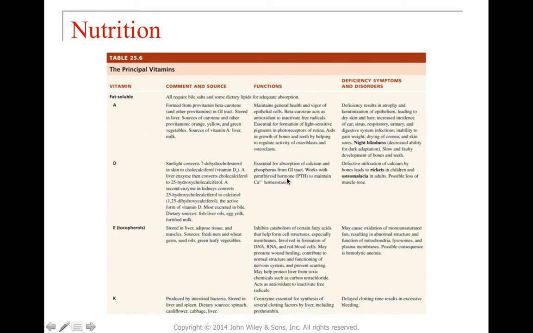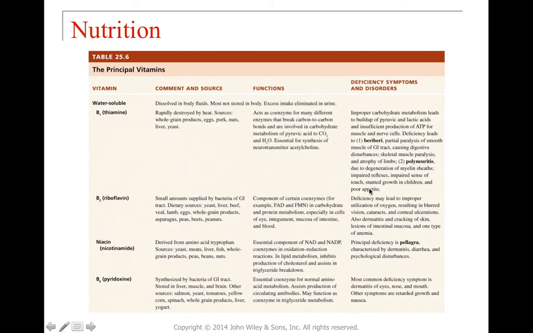It also is going to work in concert with parathyroid hormone. Again, we talked about that when we did the endocrine system. That's going to help us maintain calcium homeostasis as well. And if we have issues with that, we end up with rickets, which you may have heard of before. That's what we call it in children. It's called osteomalacia in adults. Basically what happens is your bones get very, very weak.